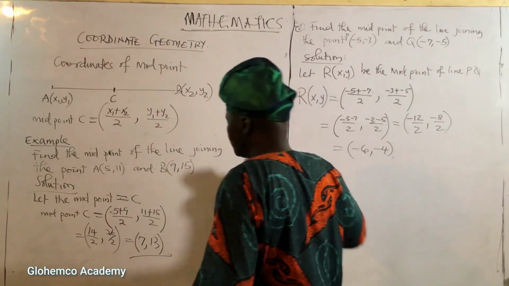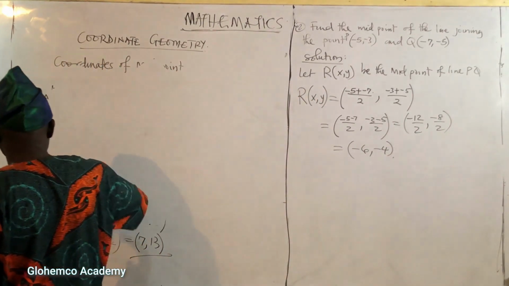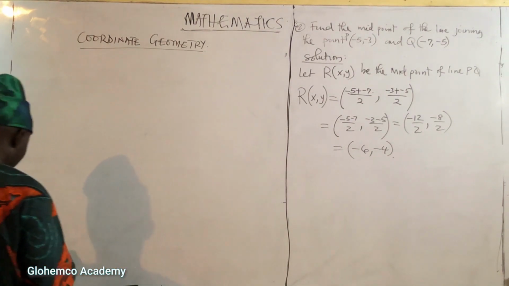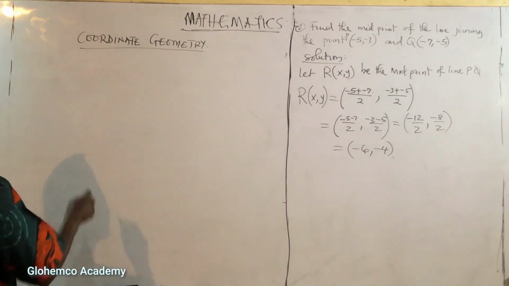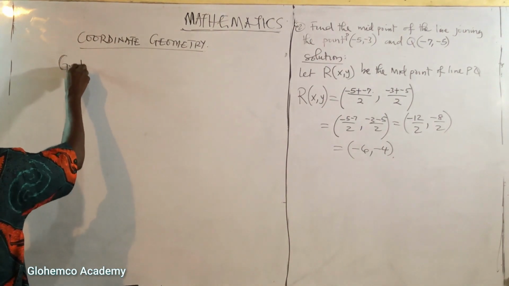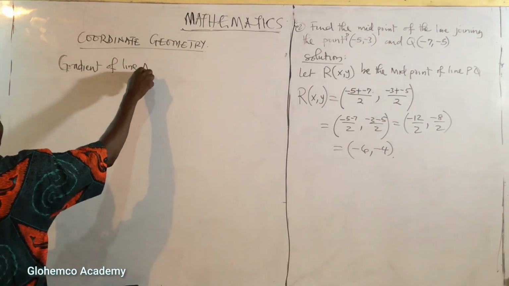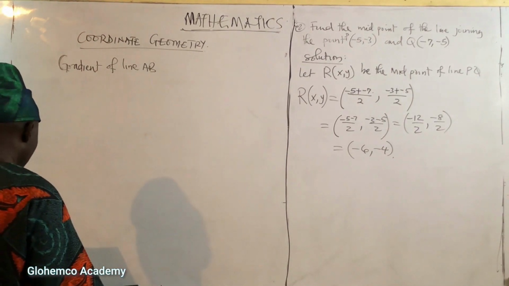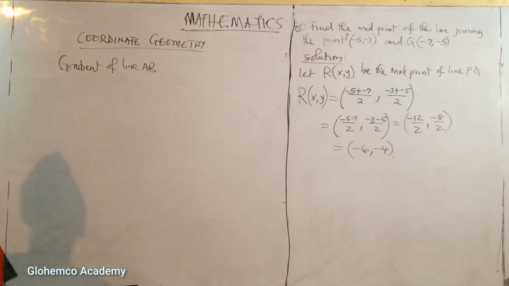Gradient is also common, especially in the topic of coordinate geometry. Find the gradient of this, find the gradient of that. How can we find gradient? You are talking of the gradient of line AB. Gradient is the same thing as slope.